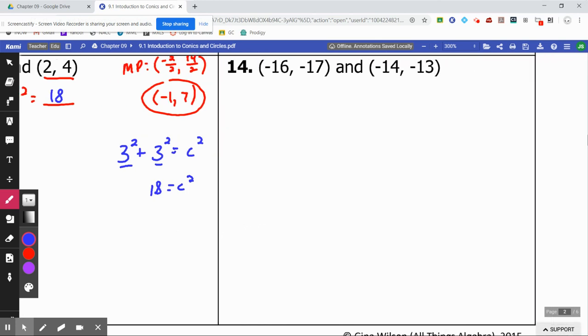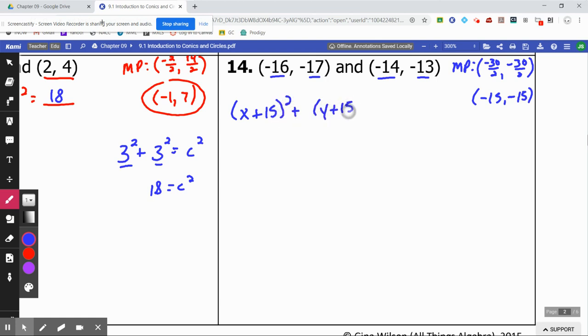Number 14, again, we need the midpoint to find the center of this circle. -16 and -14, add them, gives you -30. Add your y values, also -30. So our center is at -15, -15. So my equation is now x plus 15 squared and y plus 15 squared. And you can just take the opposite.